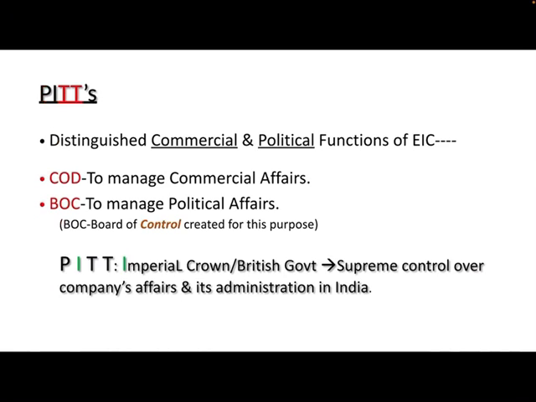And TT, see the color, two T's are of the same color. So it distinguished commercial and political functions. So commercial and political functions of the East India Company were distinguished. Commercial means trade, political means the administrative thing. For the commercial thing, C, commercial starts with C, so the COD, the Council of Directors, also starts with C. So COD will be managing the commercial affairs, and BOC, the Board of Control, will be managing the political affairs. So it was created for this purpose only.